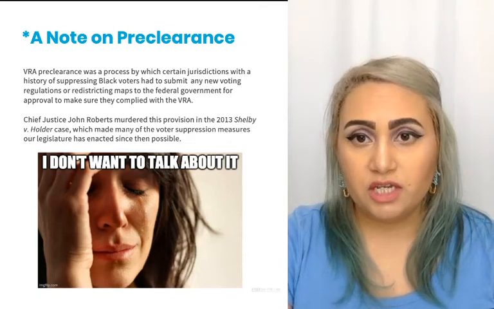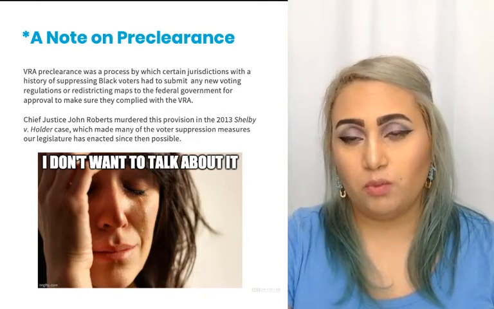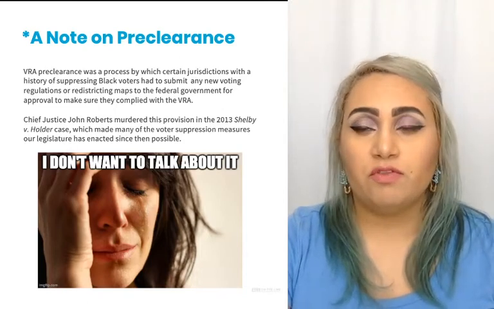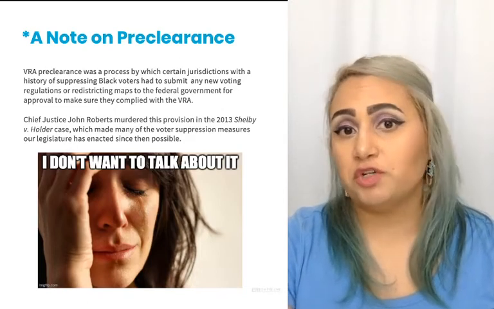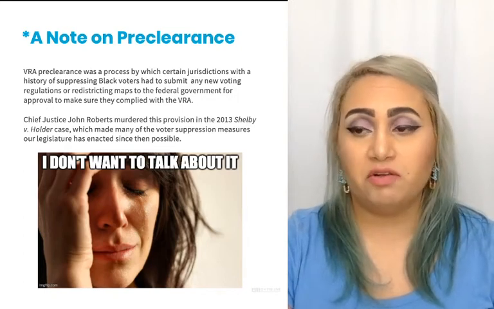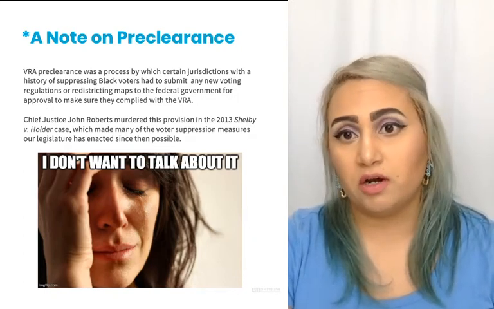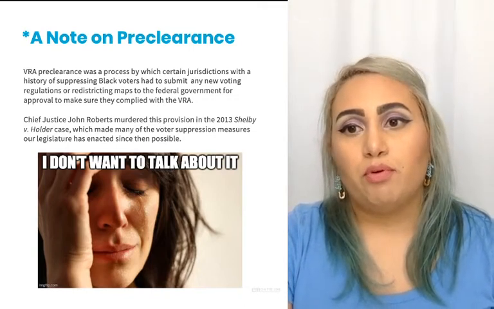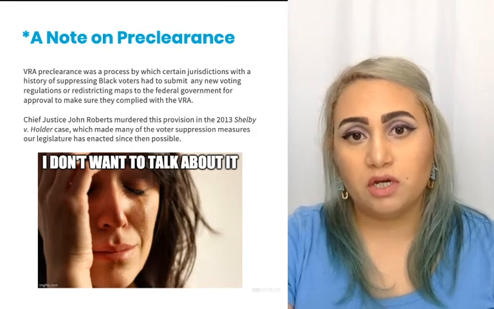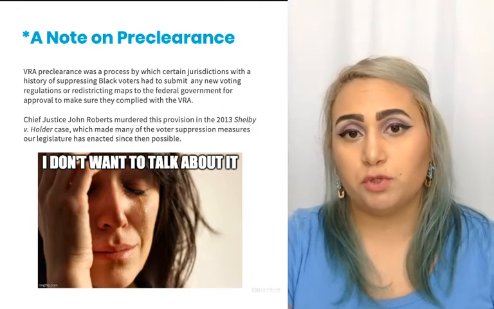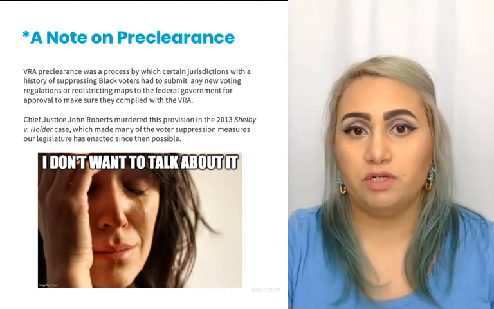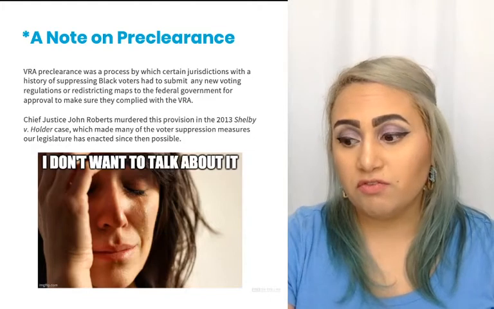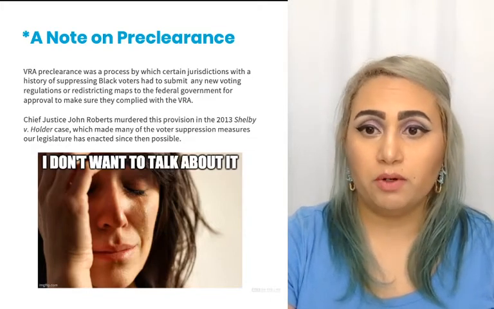In 2013, we had this case called Shelby versus Holder, where basically Chief Justice John Roberts destroyed this provision of the Voting Rights Act, said that there was no racial discrimination happening regularly anymore in these jurisdictions, and so it was no longer needed. And the fact that this preclearance no longer exists has probably enabled most of the most egregious voter suppression measures we've seen in North Carolina, many of which have subsequently been overturned by the courts, but which made lots of people suffer and foreclosed their access to the vote while they were in place.